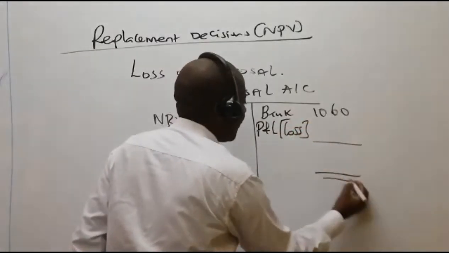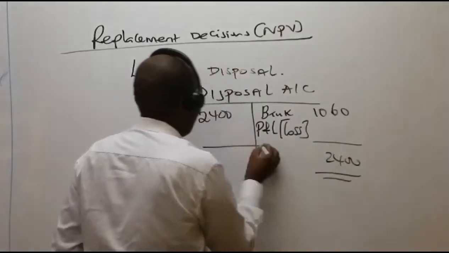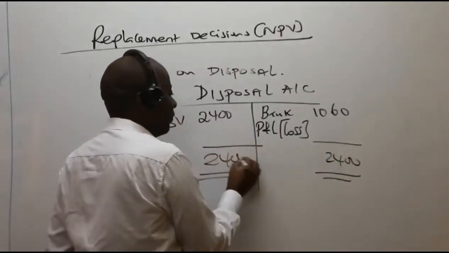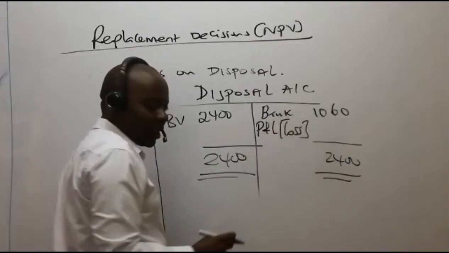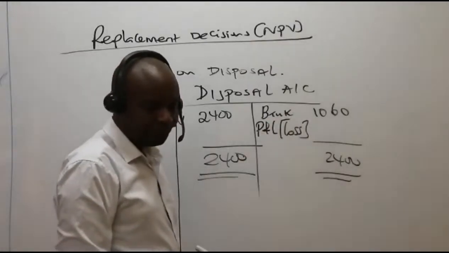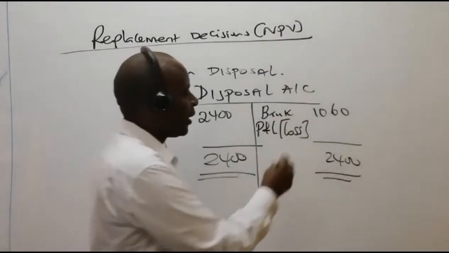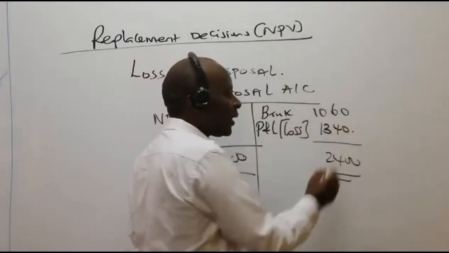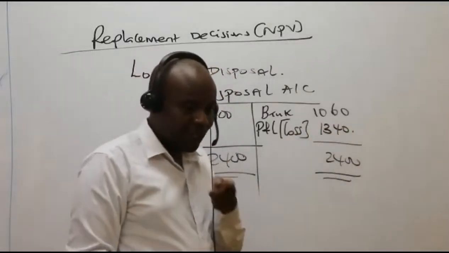Over how much here? Can somebody help us here? 2,400 is the bigger value. So what is 2,400 minus 1060? Somebody tell us the figure here. 1340. You can see the mistake that Nelly has already done up there.